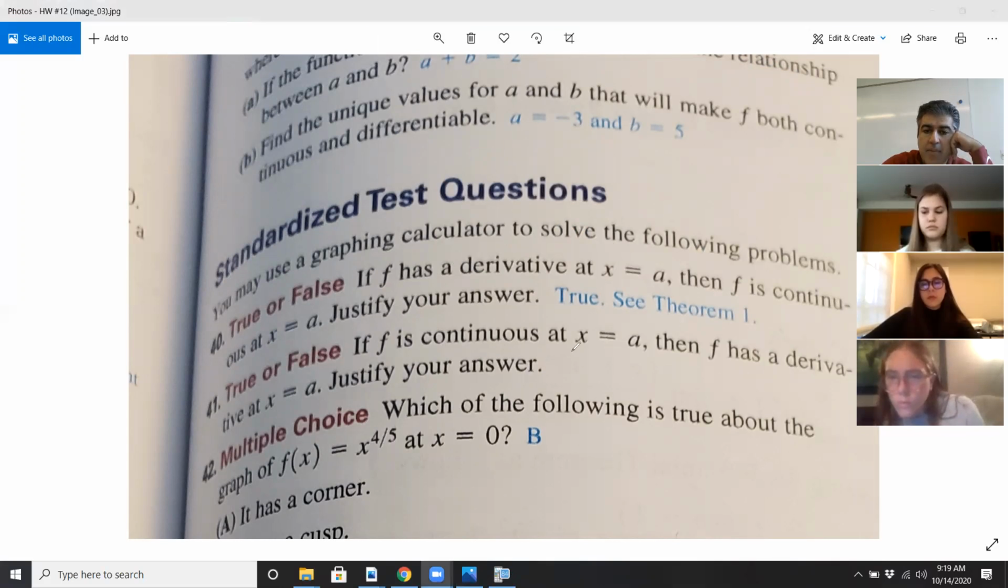For example, you can have a corner. You can have something kind of weird like that. It's continuous there, but not differentiable.